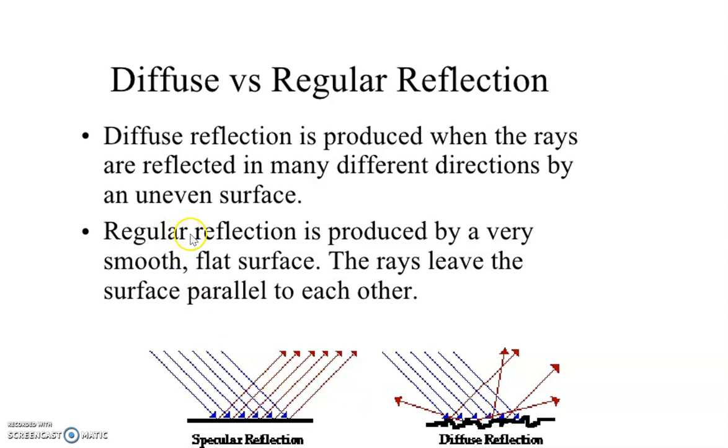Whereas regular or specular reflection is produced by a very smooth, flat surface. The rays leave the surface parallel to each other. You can see the light ray that is falling onto a smooth surface, shown in blue color, and these are the rays that bounce off. And they are parallel. They go in the same direction. So that type of reflection, which takes place on a smooth flat surface where the reflected rays are parallel to each other, is called regular reflection or specular reflection.